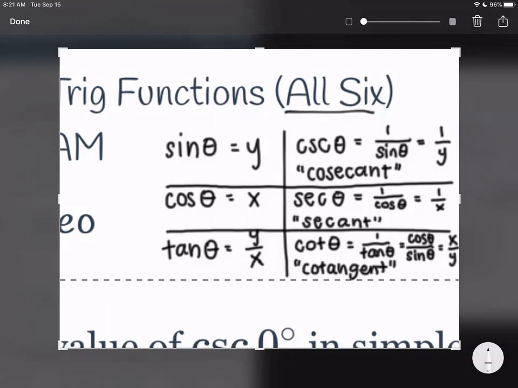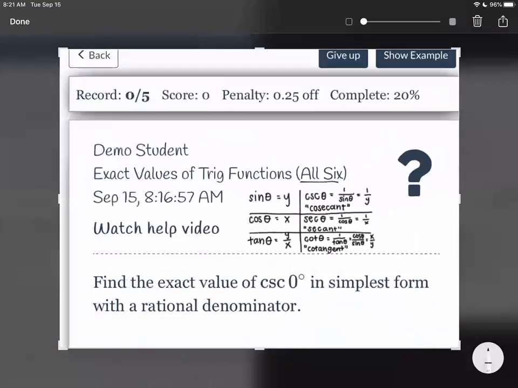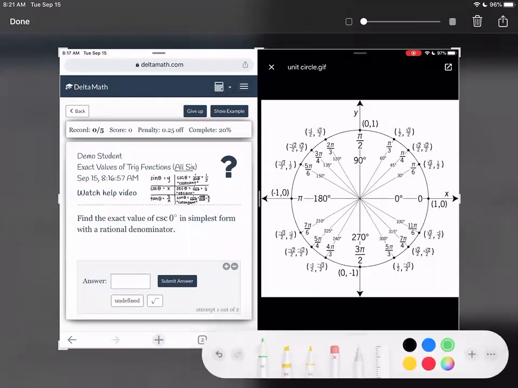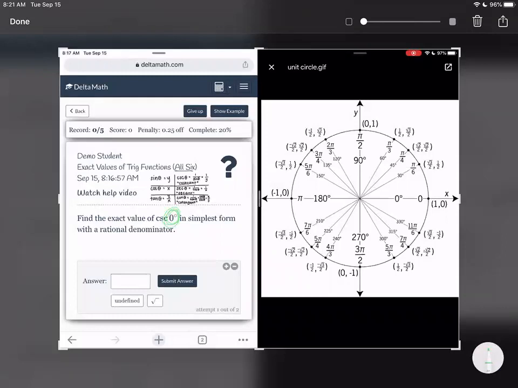Alrighty, then we're gonna go right into it. I'm gonna zoom out so that we can actually see everything again. Find the exact value of cosecant of 0 degrees in the simplest form. So let me highlight the angle that we're looking for, which is 0 degrees. So here's 0 degrees. That means the point we're talking about is right here.